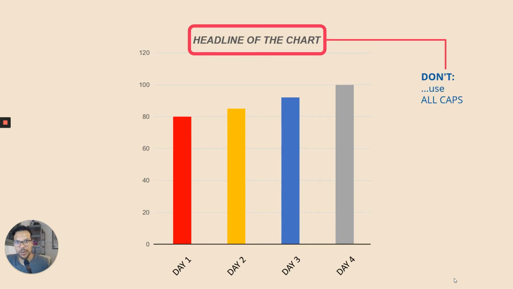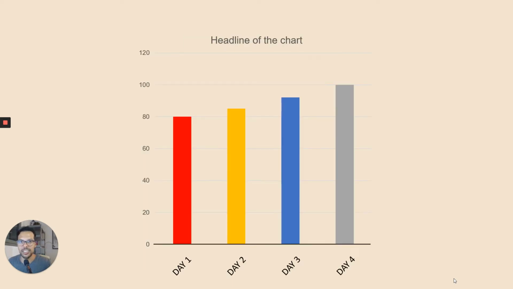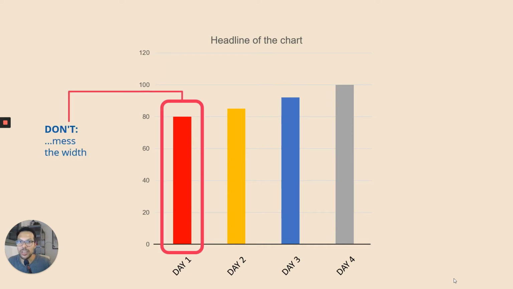Now don't use all caps, bold and italic at the same time for your title. And by now you already learned the rules for use of text. So instead, write just like handwriting. And there you go. Now something that is looking weird here is the width of the columns.